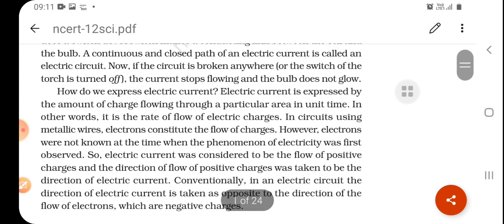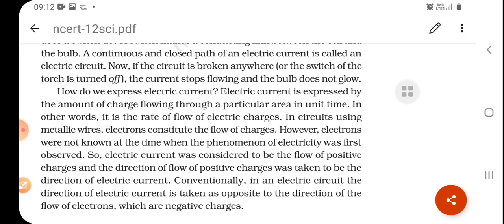The electrons were not known at the time when the phenomenon of electricity was first observed. So the electric current was considered to be the flow of positive charges. In previous times, the direction of flow of positive charges was taken to be the direction of electric current. In the earlier times, scientists knew only about positive charges, and the electric current was considered as the flow of electric charges until they learned about the electrons.